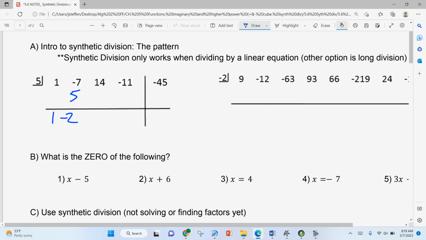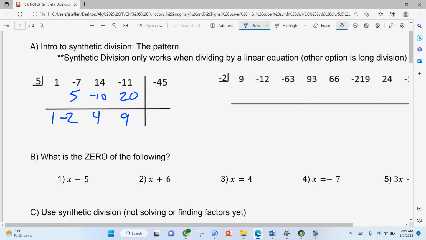So I took 5 times 1 to get this. Add those together to get negative 2. Now I take 5 times negative 2 to get negative 10. It goes under my 14. 14 plus negative 10 is the same thing as 14 minus 10. It's 4. And keep repeating that process. 5 times 4 is 20. 20 plus negative 11 is 9.